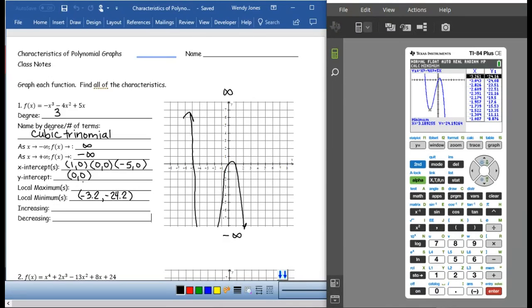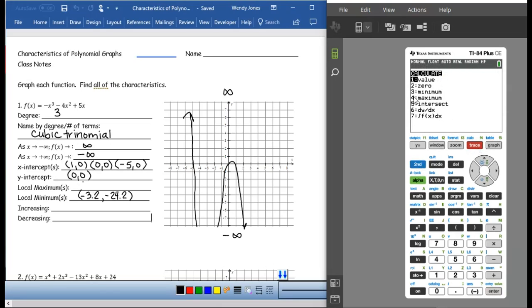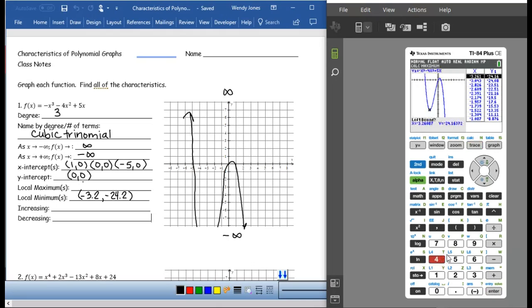Now let's find our maximum. We'll use second trace again, but this time we'll choose number 4. We need to go a little bit closer to the point that we want to find, but we want to remain on the left side. Once you're there, hit enter. Go to the right side. Hit enter. It says guess, so let's hit enter one more time. The maximum is found at 0.5, 1.4.